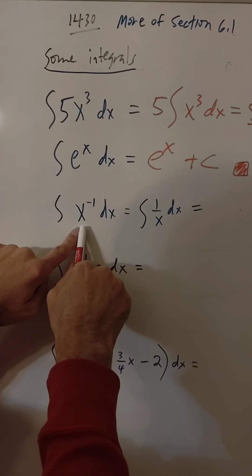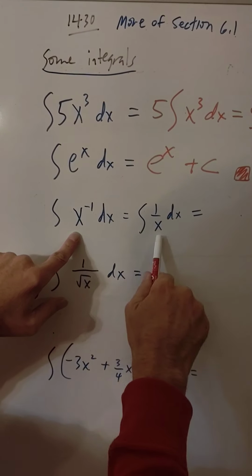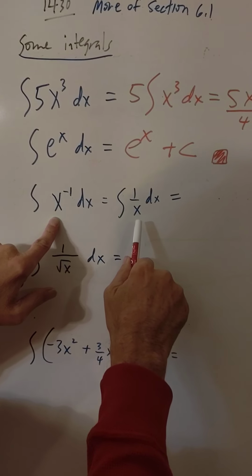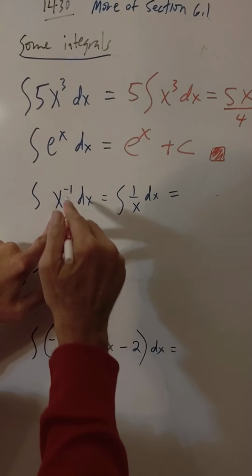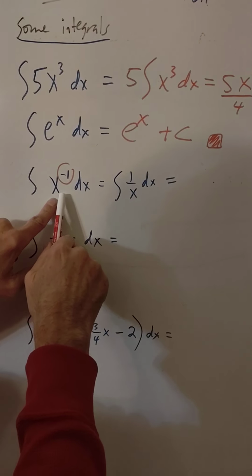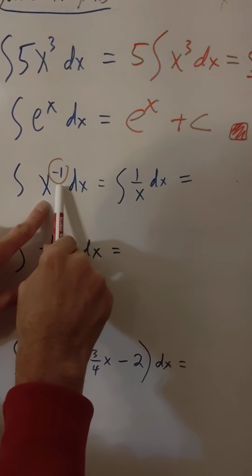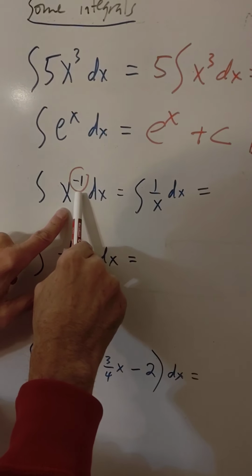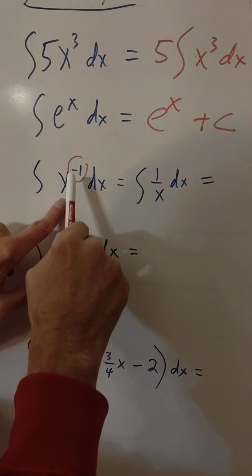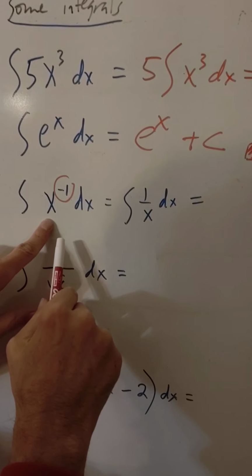Now, here's the next one. The integral of x to the negative 1 dx. This is the same thing. These problems are identical because x to the negative 1 means 1 over x. But this problem is a little more tricky than it looks because I see a power, but we cannot use the power rule. This is the only power that you cannot use the power rule on. Because if I were to use the power rule, I would get negative 1 plus 1 is 0. So could my answer really be x to the 0 over 0? No, you can never divide by 0.